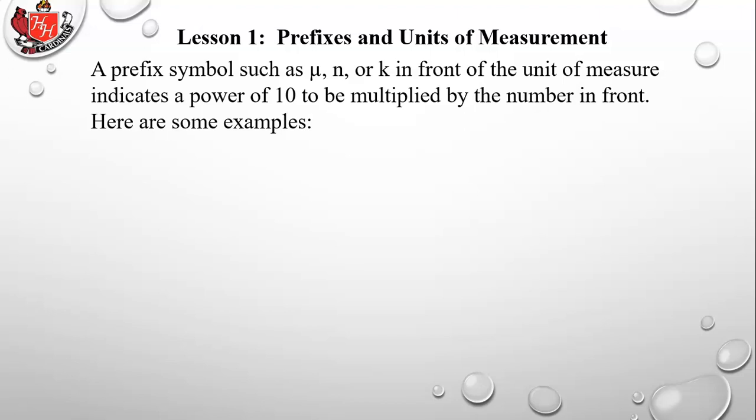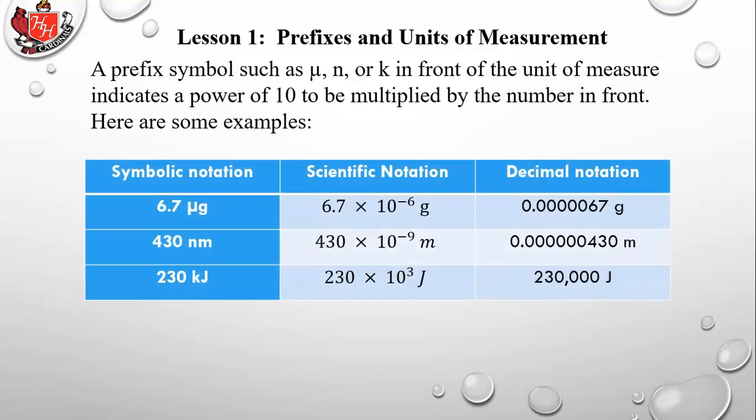So a prefix symbol such as micro, nano, or kilo in front of the unit of measure indicates a power of 10 to be multiplied by the number in front. So here are some examples. So 6.7 micrograms means 6.7, go back to the previous chart, times 10 to the minus 6th grams. That's in scientific notation, which you now understand, and there's the decimal version. It's 0.000067 grams.